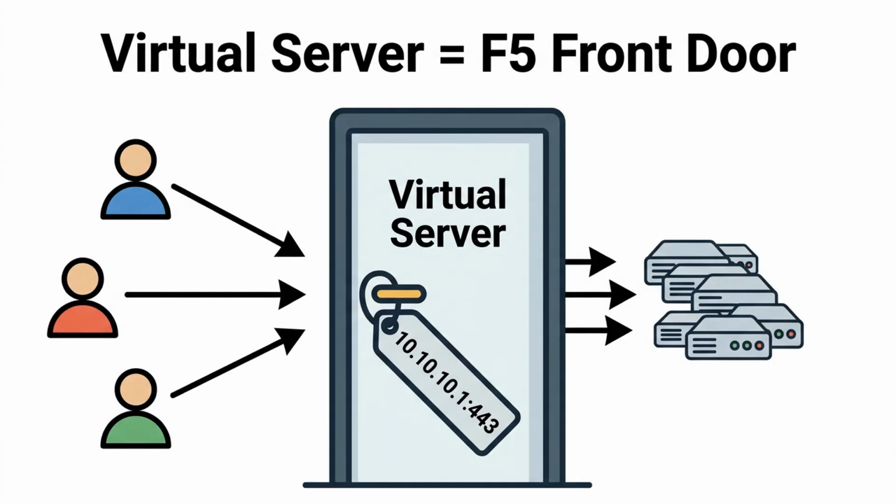Now here's where it gets really interesting. Inside F5, the concept that makes everything work is called a virtual server. A virtual server is not a physical machine. It's a logical construct, an IP address and port combination that F5 listens on. When traffic arrives at that IP and port, F5 picks it up and decides what to do with it. Think of the virtual server as F5's front door, the address clients connect to.